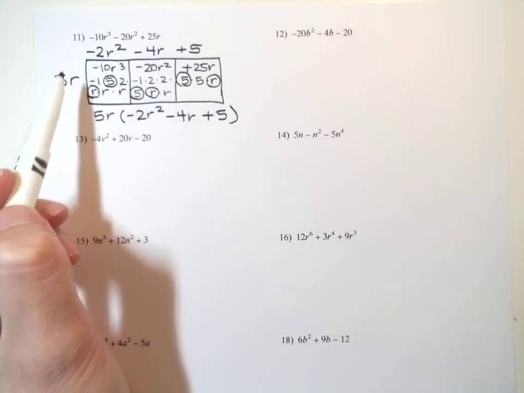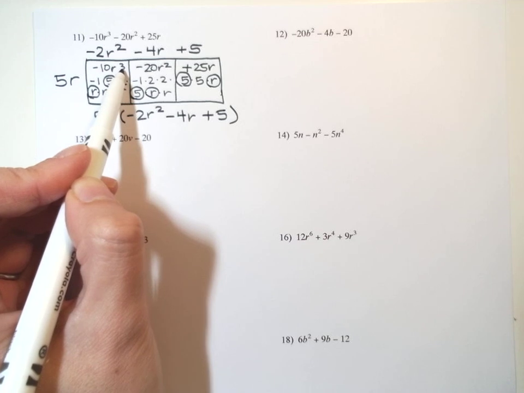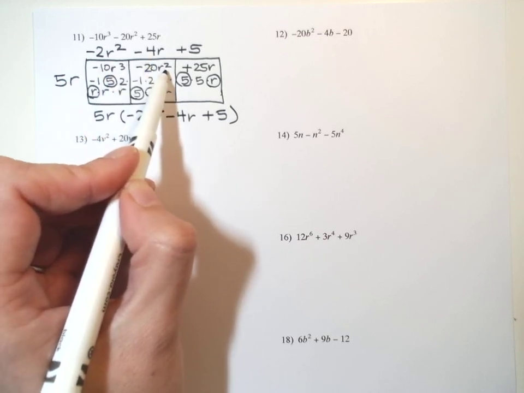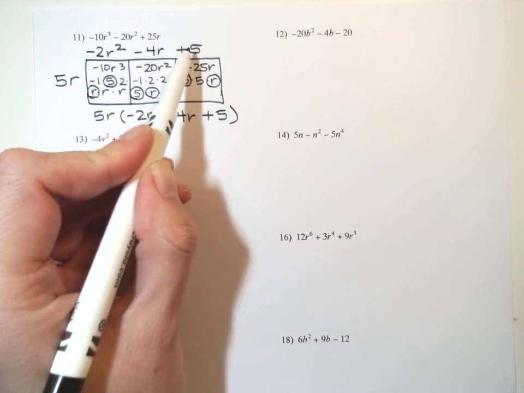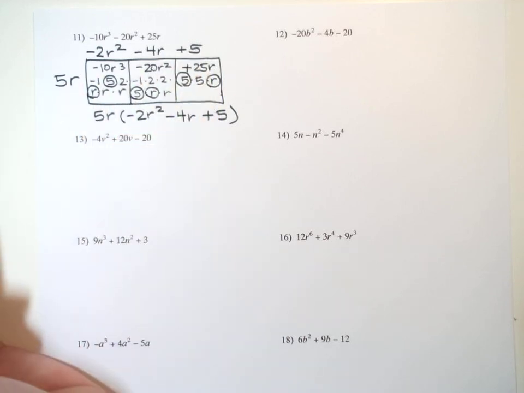And you can always check your work. So 5R times negative 2R squared gives us negative 10R cubed. 5R times negative 4R, that gives us negative 20R squared. And 5R times 5 gives us 25R. So we know we did it correctly.